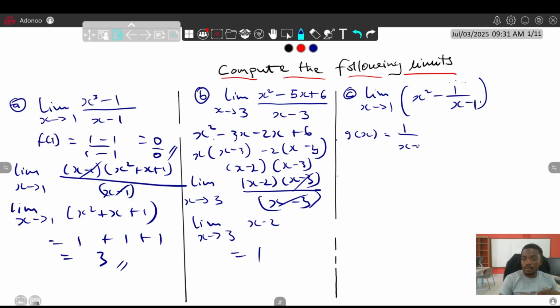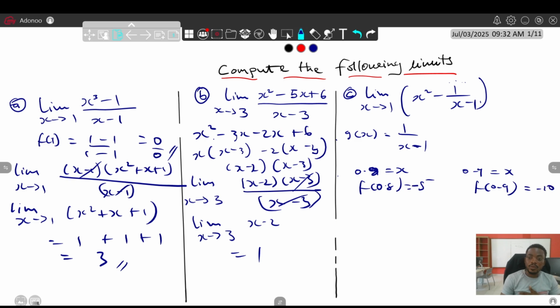Okay, x minus 1. Alright, so let's just assume that we have, from the left, 0.8 as x, then f of 0.8 will be equal to 5. And then if we have 0.9, f of 0.9 will be equal to minus 5.